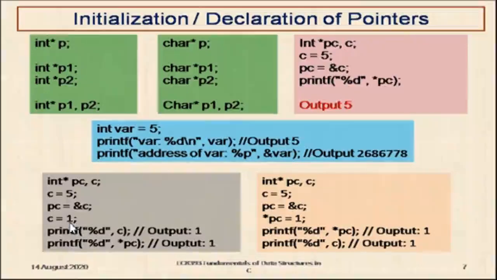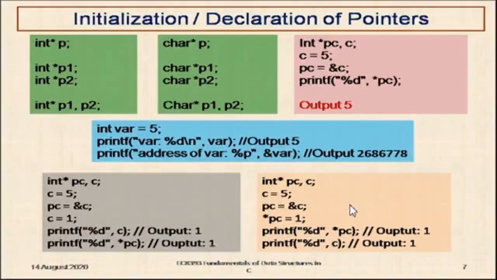C is equal to 1. I am storing. So previously c was stored with 5. Now I have replaced the value of 5 by 1, right? So what will happen? In the same address assigned for C, instead of 5, 1 would have been stored. Now printf %d c. So we will definitely get 1. The output is going to be 1 for this printf statement. Then I am printing the value by using the pointer, as you have seen here. Star pc will again give us the value 1. Right.